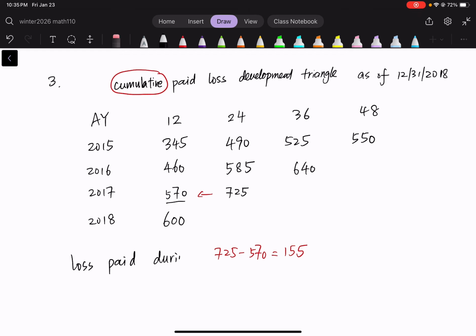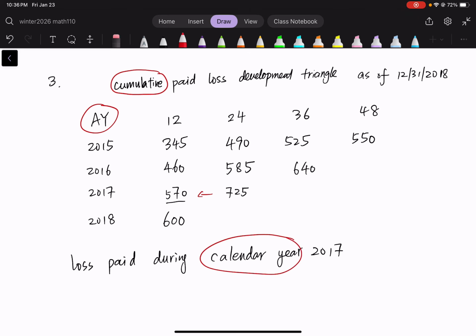So asking you, what is the loss paid during what's called a calendar year 2017. So there are accident year, calendar year, and there's policy year. There are different ways we categorize the data. Accident year is just when the accident actually happened. Calendar year is just within this calendar year how the money is moving. So I want to know during this calendar year how much money was actually paid out.